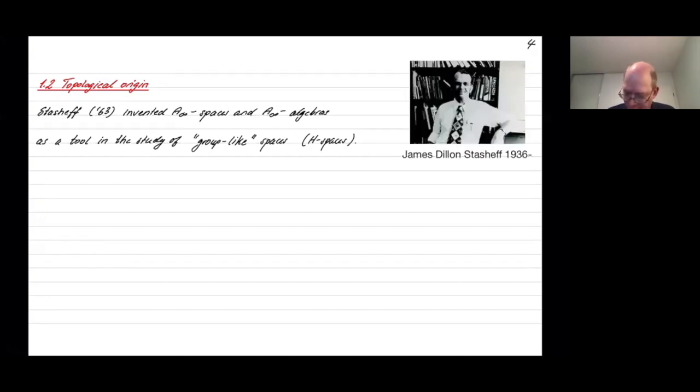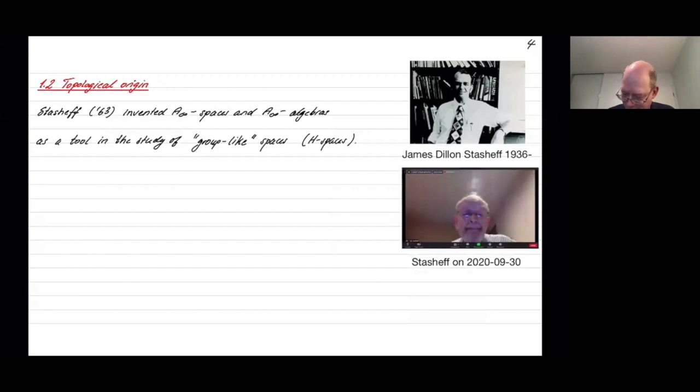Well, here you have a picture of Stasheff, which is probably from the 70s. He is now 84 years old, but still very active. He comes to lots of seminars. Here you can see him at the Purdue topology seminar last Wednesday.